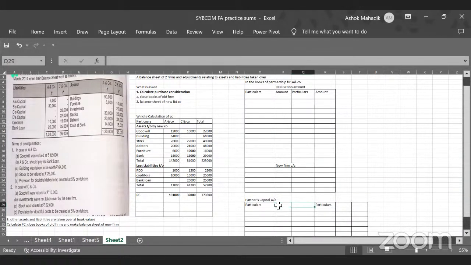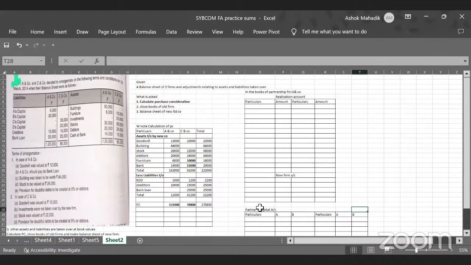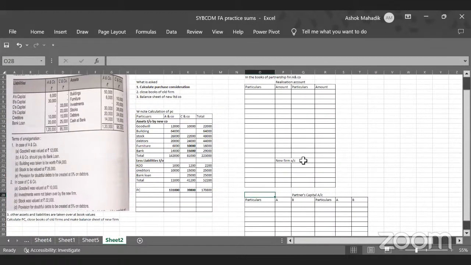That's A and B. Then on the credit side, A and B. So I have drawn it below these two accounts. That's partners capital. Posting will be very simple.